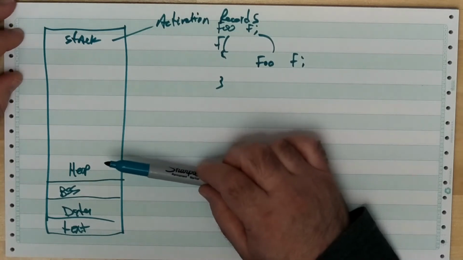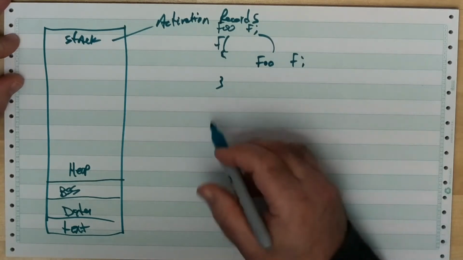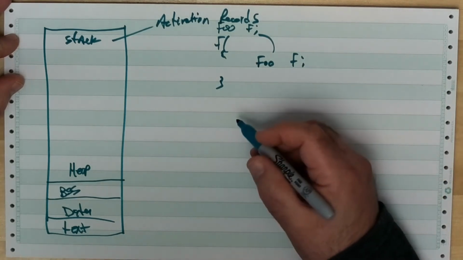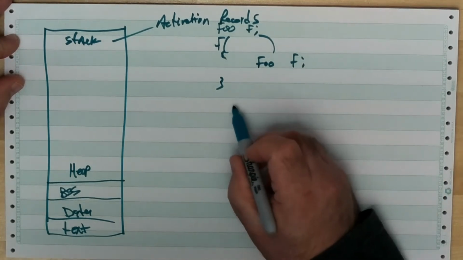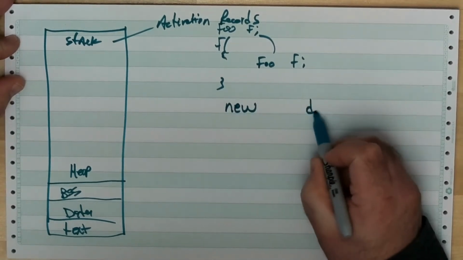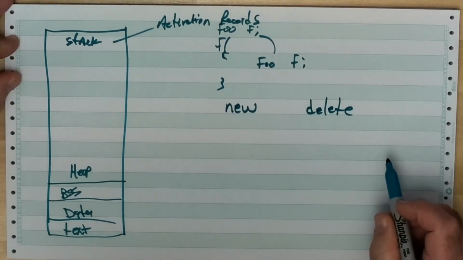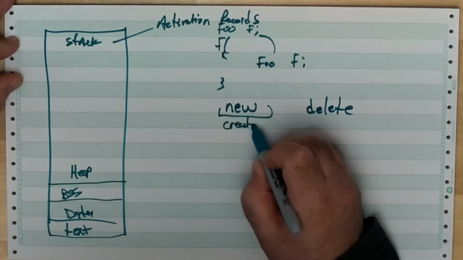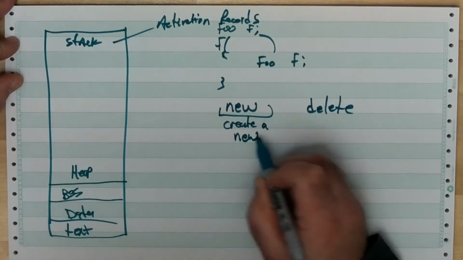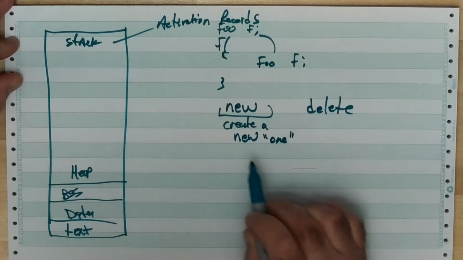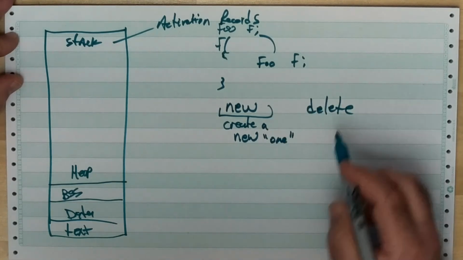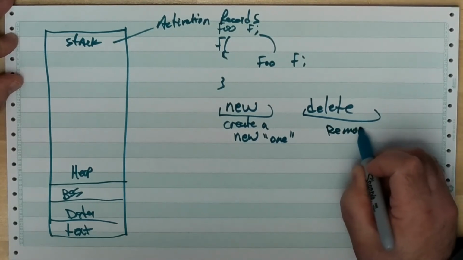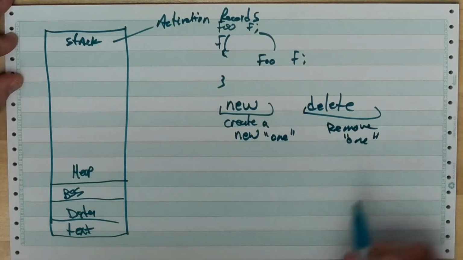So what are the details here? Well, the details are that we use these operators called new and delete, and these are actually operators, even though they look like keywords or functions and stuff like that. So it's new and delete. I suppose you can guess that new creates a new one of whatever I want to create, a foo or something like that. Or I want to say delete one, remove one of whatever's being deleted, okay?